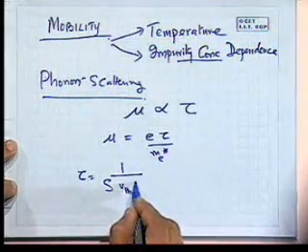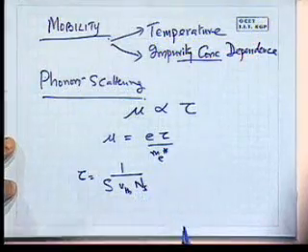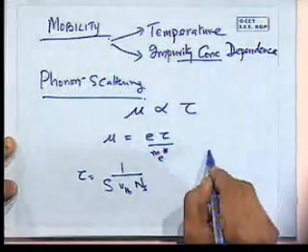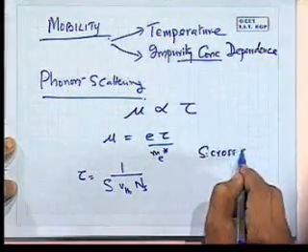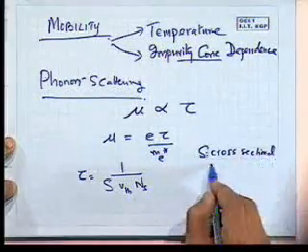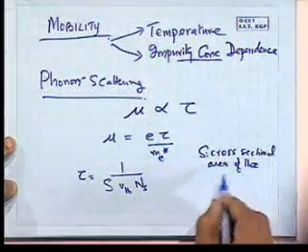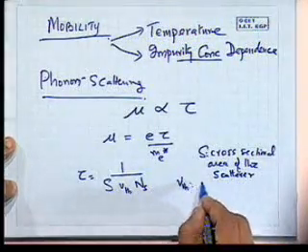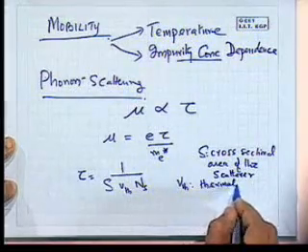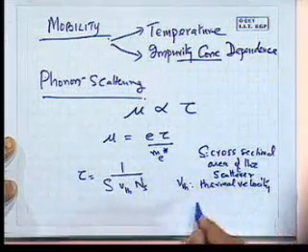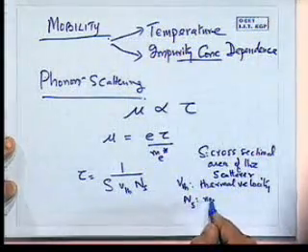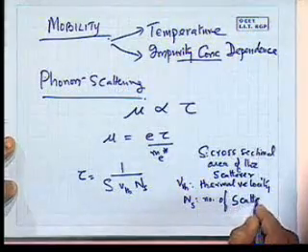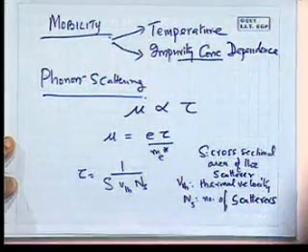S times VTH times NS. We had seen a scatterer atom that is vibrating, and S is the area of it. So S is the cross-sectional area of the scatterer. VTH, we saw even the other day, was the thermal velocity. And then NS is the number of scattering centers per unit volume.